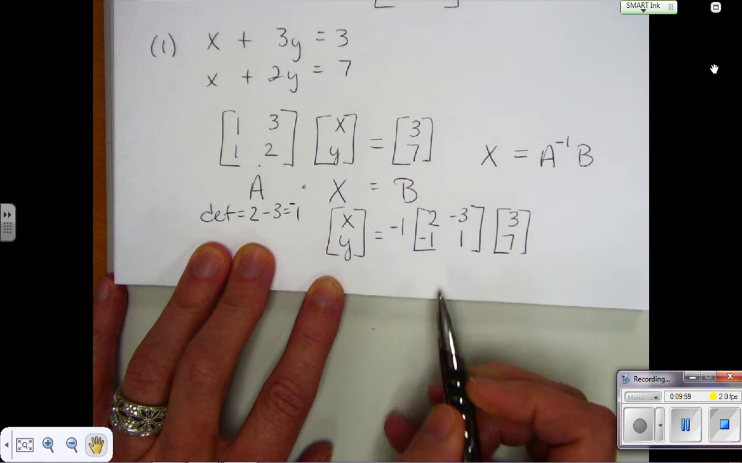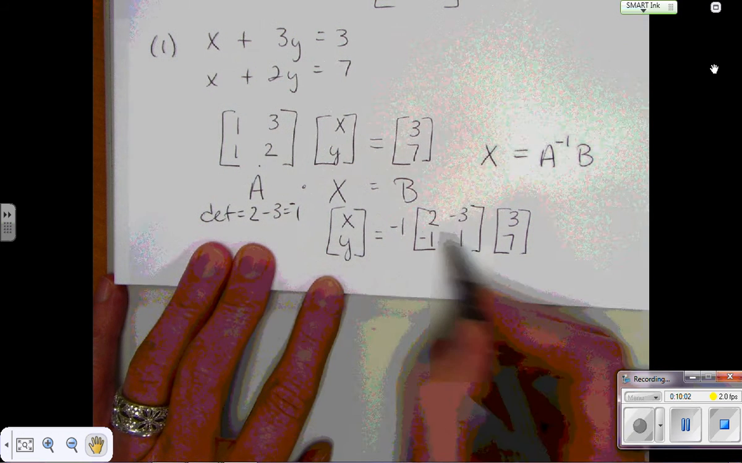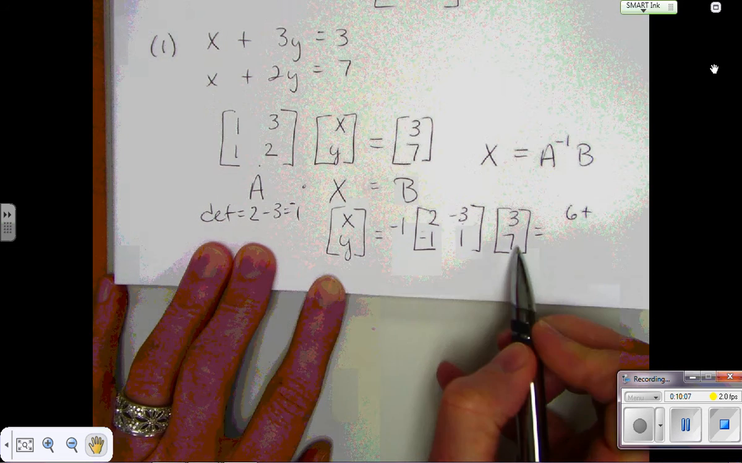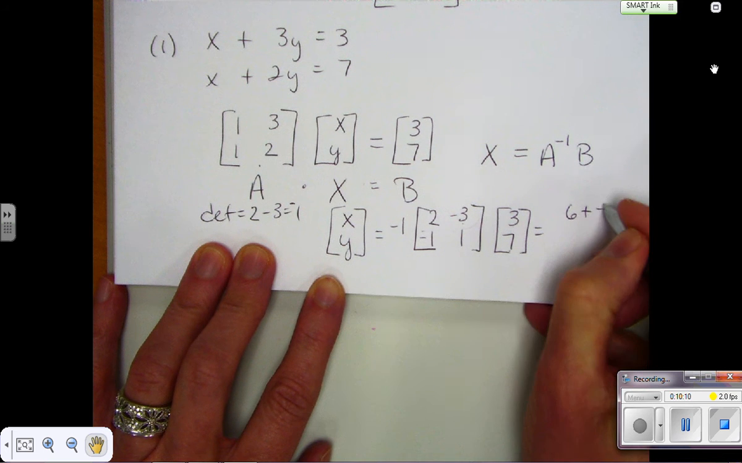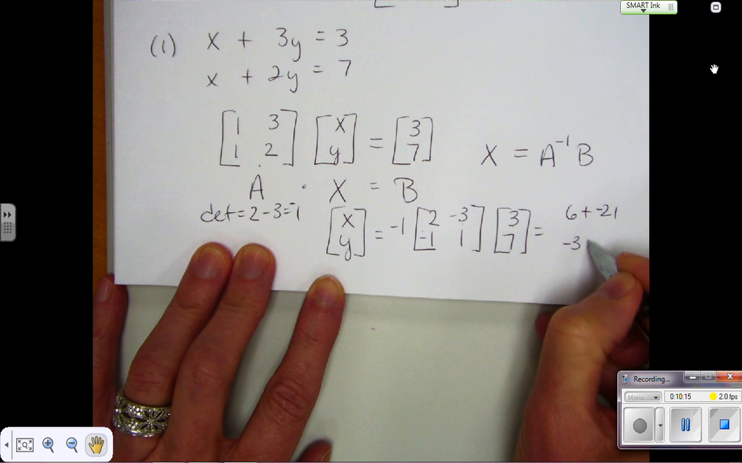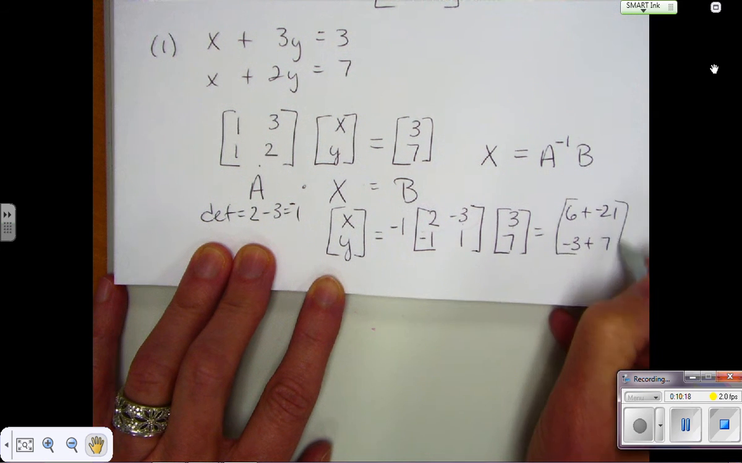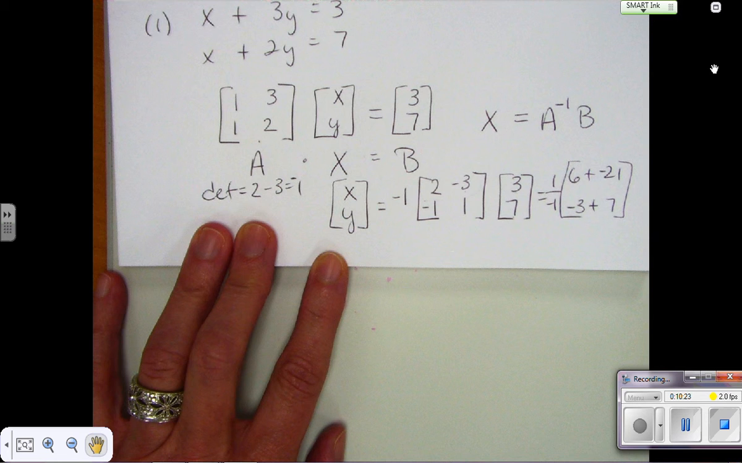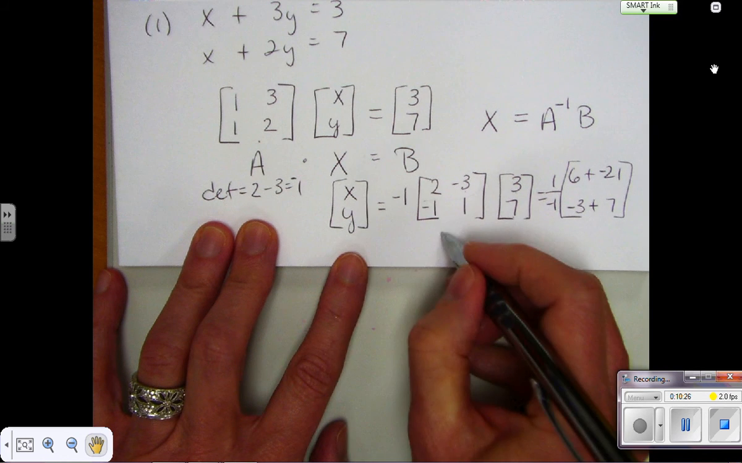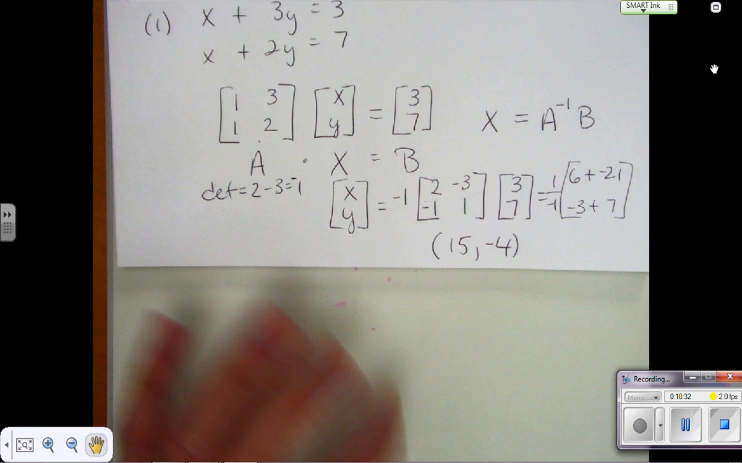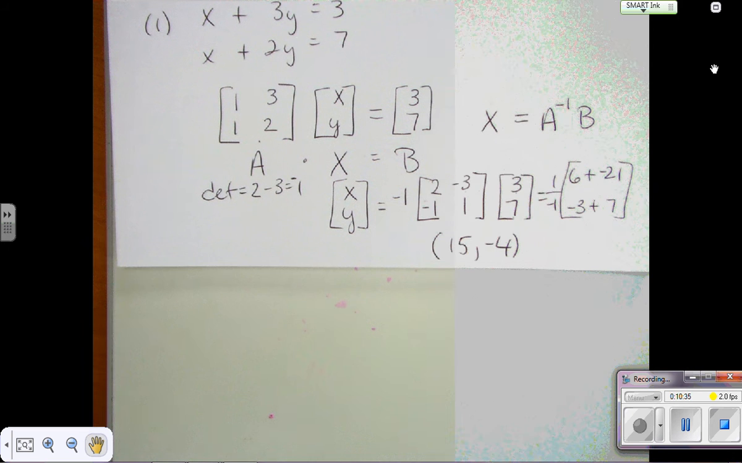Okay, so I'm going to multiply the matrices together first. I'm going to take the first row times the column. 2 times 3 is 6, plus negative 3 times 7 is negative 21. And negative 1 times 3 is negative 3 plus 7. And that's all going to be multiplied by your 1 over negative 1. So you're going to wind up with, for your x and y, 15 and negative 4 after you combine your terms and then change the sign. And you want to write your answer as a coordinate because it's where they intersect.